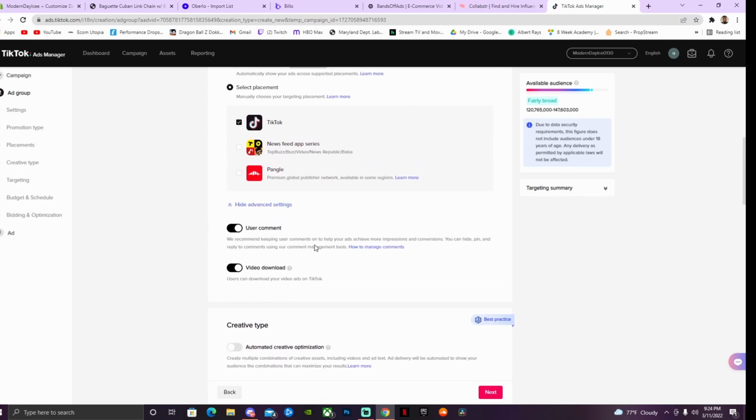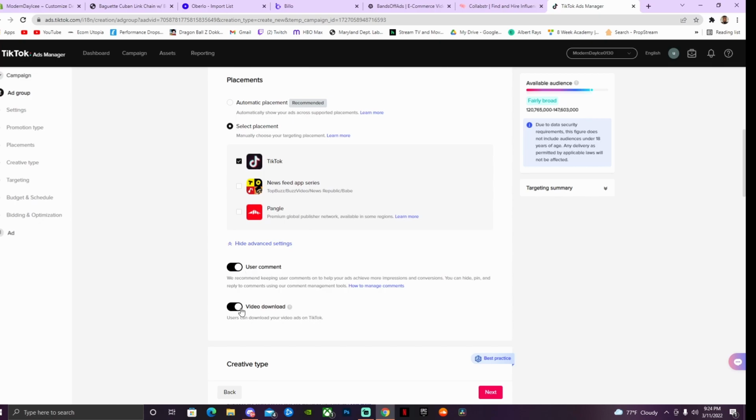And then we have the user comment and the video download. You definitely want to have your video download off at all times, because you don't want people stealing your content if they're looking to run a similar product to you. You can keep your user comment on if you want to, but I recommend turning it off in the testing phase.